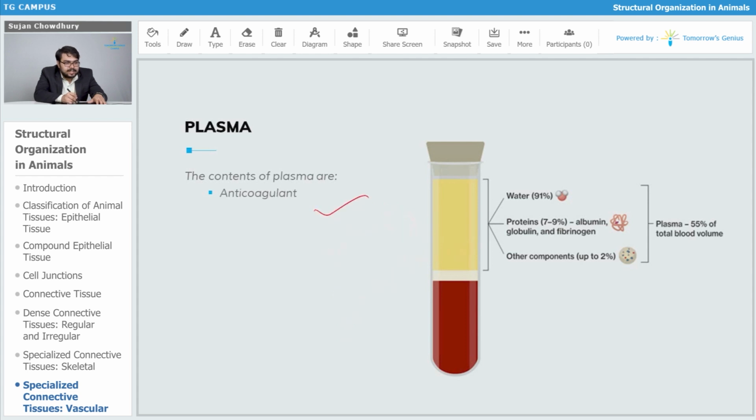The plasma also has anticoagulants. We must have heard about heparin. That's an anticoagulant secreted by the white blood cells, which prevents the clotting of blood inside the blood vessels. There are hormones in the blood plasma which are being carried from the site of secretion to the site of action. We have the vitamins and enzymes in the blood plasma.